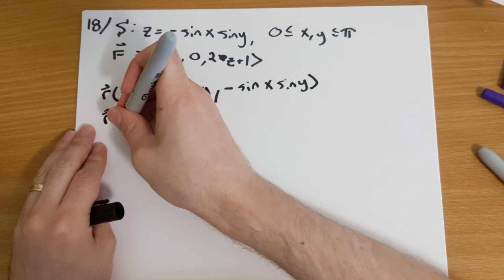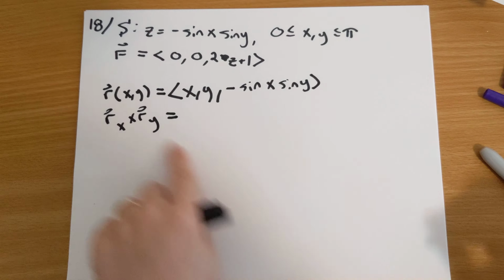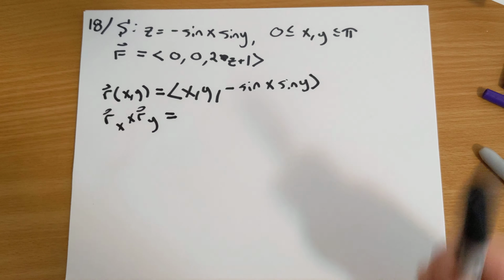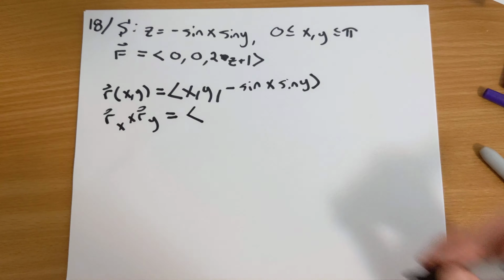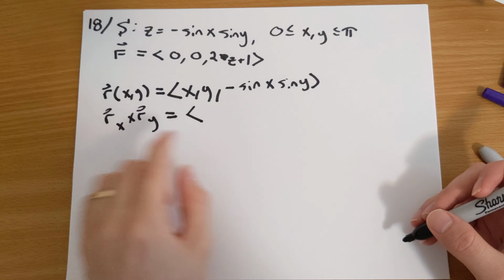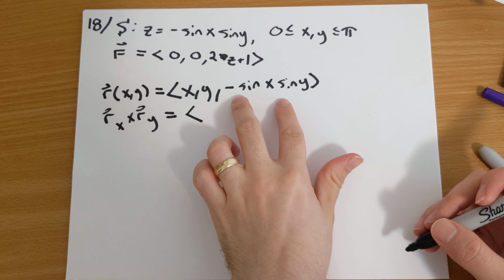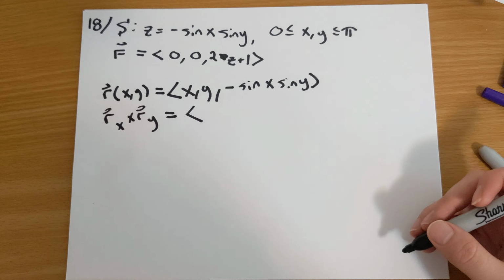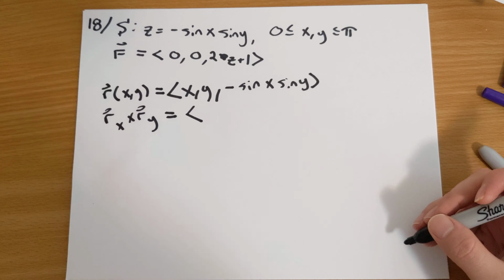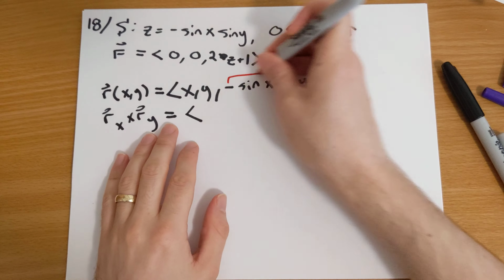And so if we do our usual normal vector, we do r sub x cross r sub y and write out the answer here. The x partial derivative of this will be 1, 0, negative cosine x sine y. We can write out the y partial derivative. And we use our usual formula to come up with the normal vector. We can just jump straight to the end.